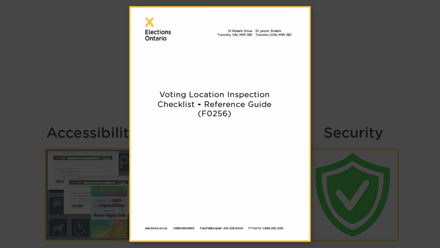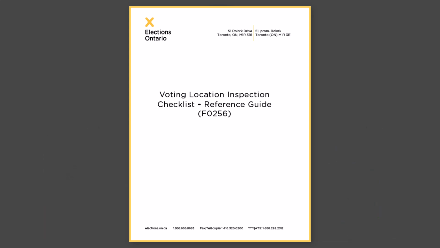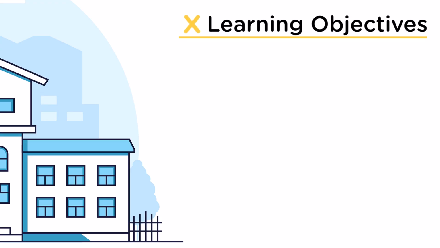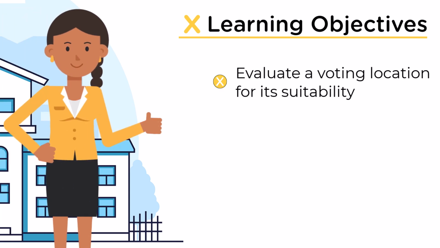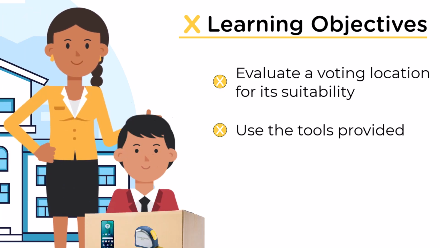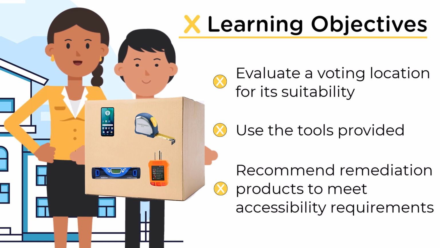Please note that this training does not replace the Voting Location Inspection Checklist Reference Guide, Form FO256, which provides detailed information for each checklist section. The objective of this training is to provide you a full understanding of how to complete a voting location inspection, and determine if the location is suitable. At the end of this training, you will be able to evaluate a voting location for its suitability, use the tools provided, and recommend remediation products, where necessary, to meet accessibility requirements.